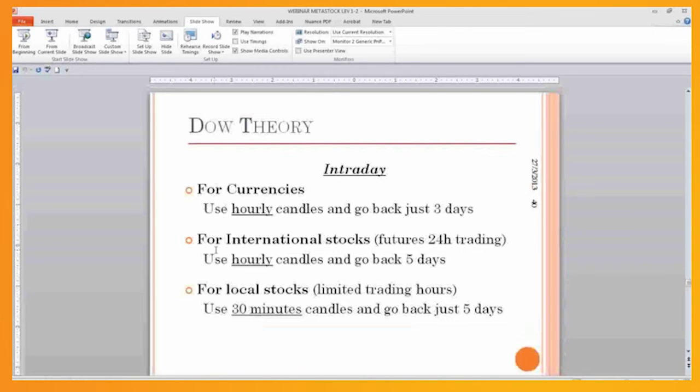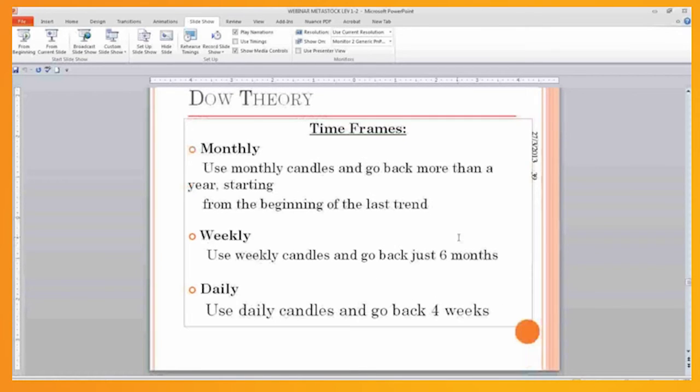For international stocks that we have futures for 24 hours, then we are using the hourly candlesticks and we go back for 5 days. For the local markets that have only 3-4 hours trading, then we are using the 30 minutes candles and we go again back for 5 days. So this is according to our system.